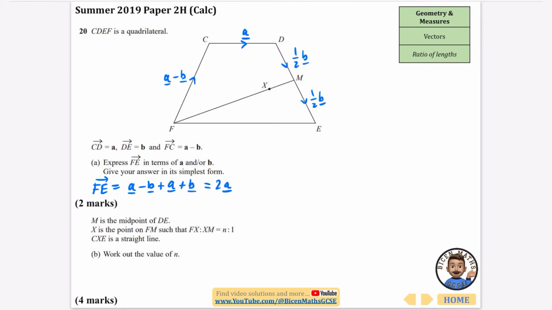CXE is a straight line. Work out the value of n. I know people hate these questions, but I can see why they're tough. I do like vectors, but they are not easy. So the same strategy is going to come in like we did in the previous question.